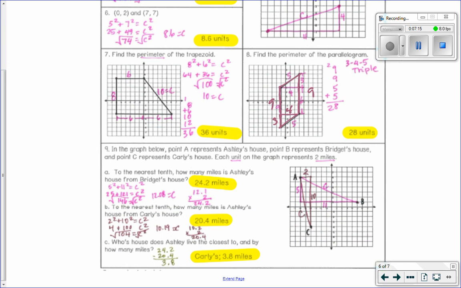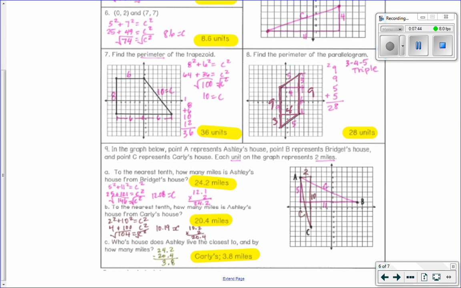Did you read that each unit on the graph represents 2 miles? So once you get your answer, you had to do what? Multiply it by 2. So if you got half of what the answer is, you forgot to multiply by 2. So for A, you get 24.2 miles. So half of that would be what? 12.1. If you got 12.1, you forgot to double. Questions on that one?